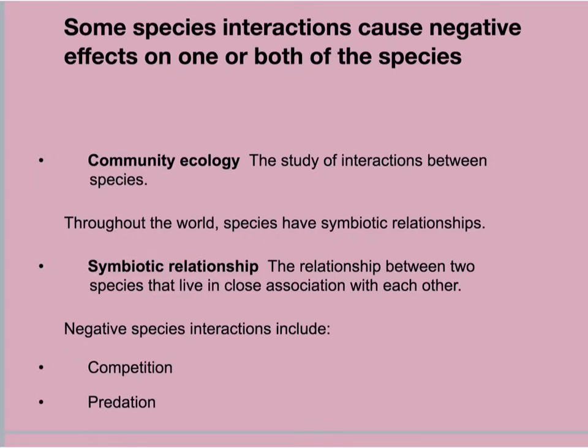Some of the best known species interactions are those that cause one or both species to be negatively affected by the other. These interactions include competition, predation, parasitism, and herbivory.